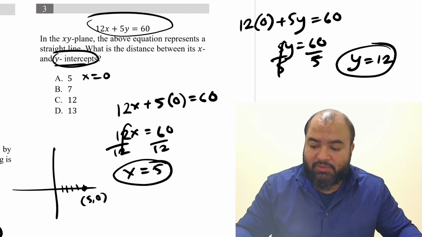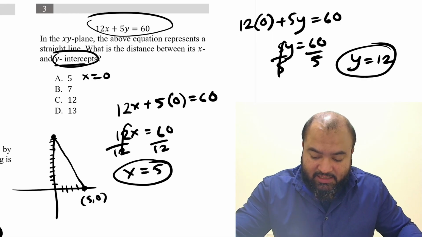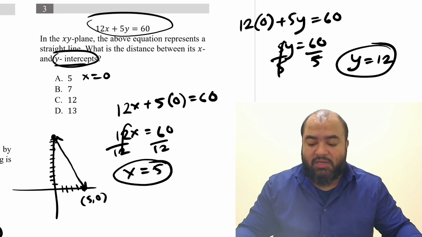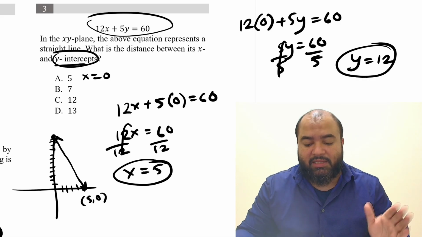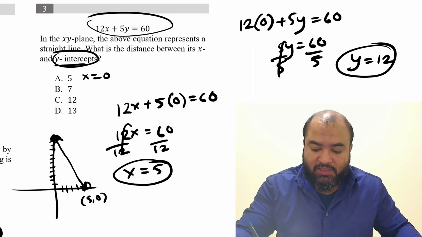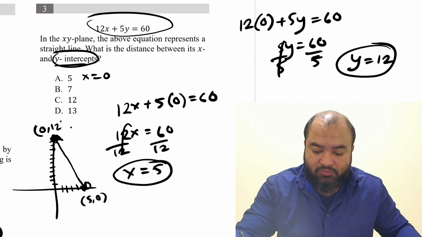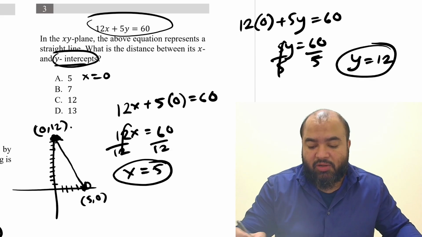And y-intercept is 12, so that's 0 comma 12. 1, 2, 3, 4, 5, 6, 7, 8, 9, 10, 11, 12. So it's here. So the distance is a line. That's not a straight vertical line or horizontal line. It's a little tilted. So if you want to find the distance between the 2 points, you have to use the distance formula. Okay? So we're going to find the distance between 5 comma 0 and 0 comma 12.